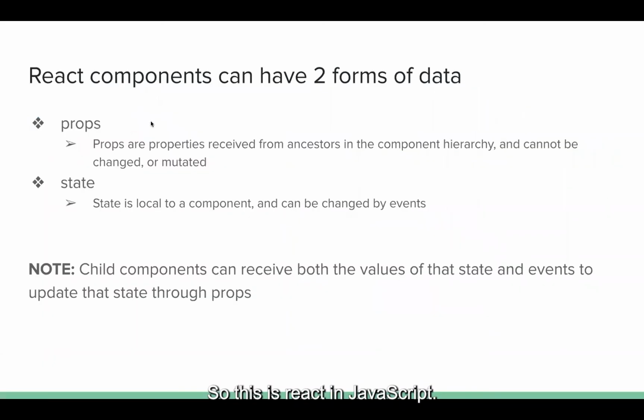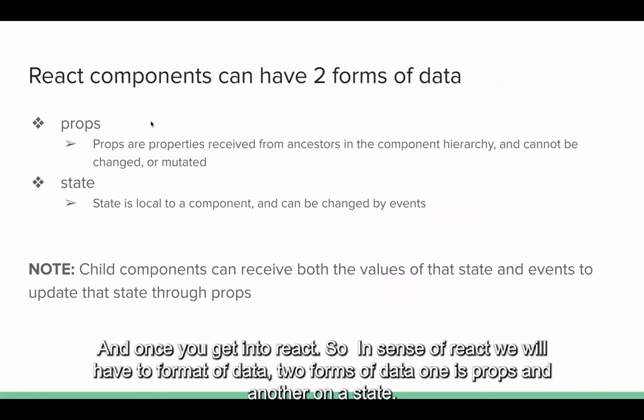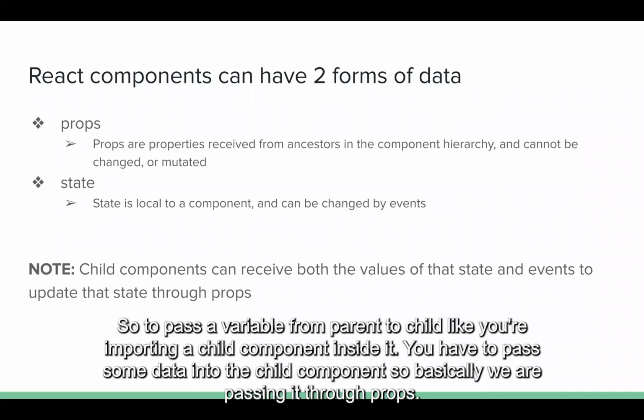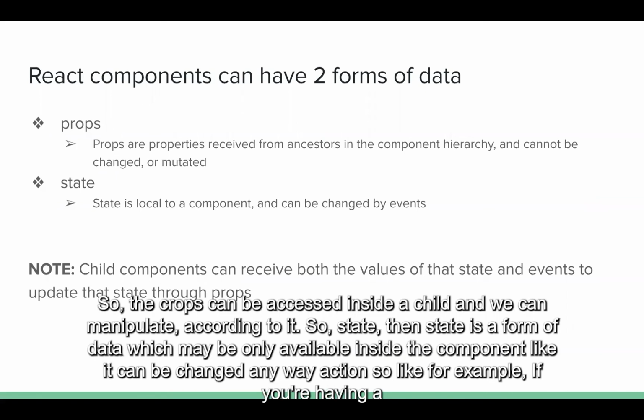Once you get into React, inside React we will have two forms of data, right? One is props and another one is state. For example, props is nothing but data you can pass into the React component from outside. For example, if we have a parent and a child, to pass a variable from parent to child, where you are importing a child component inside it, you have to pass some data into the child component. So basically, we are passing it through props. The props can be accessed inside the child, and we can manipulate according to it.